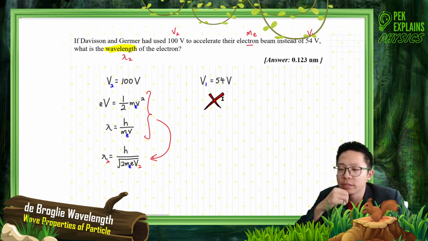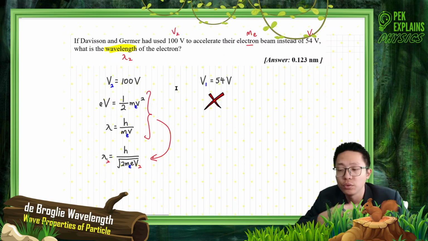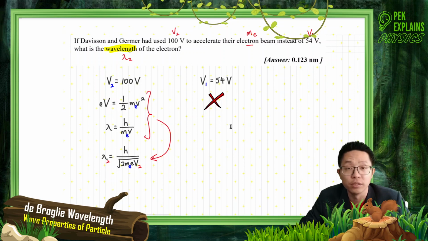So, do we still need the original condition? The mass of the electron, I can find in the list of constants. The electron charge also I know in the list of constants. So these two values are already given. The voltage is 100 volt. So this is enough information to find the wavelength. So I no longer need to refer to the first condition. At first I thought we needed to do a comparison, but then it seems that we already have enough information. So this 54 volt is actually just extra information. Extra information can be ignored. So just use this one.